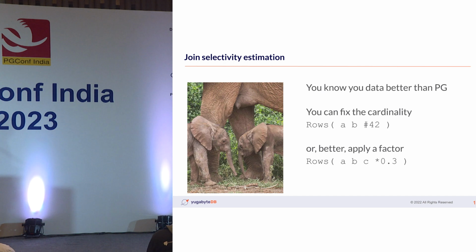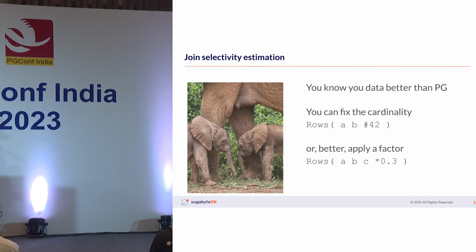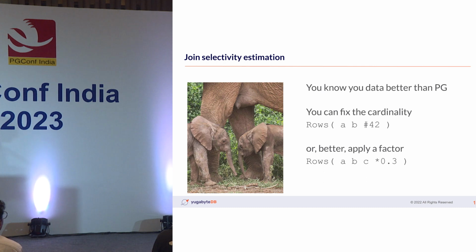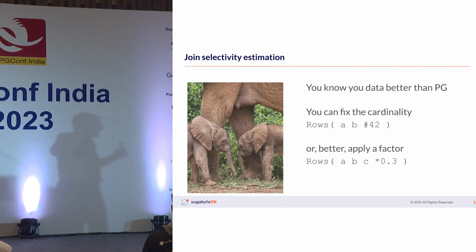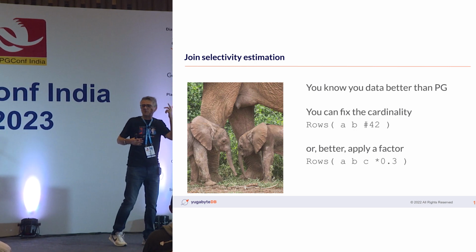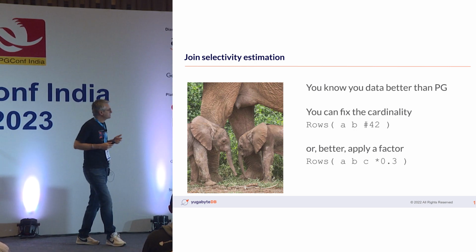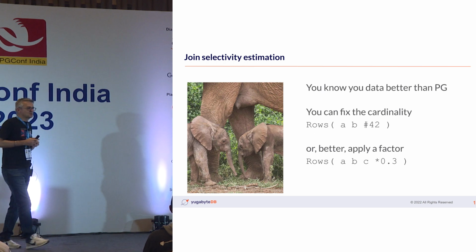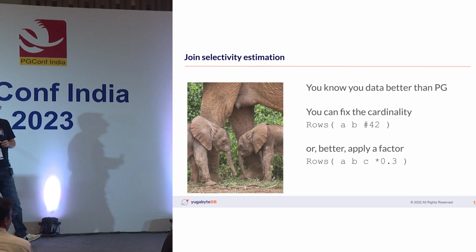Okay, just a few more things that we can do with hints. Those were about forcing something in the execution plan. Join method, join order, access path. You can also do something a bit more subtle.